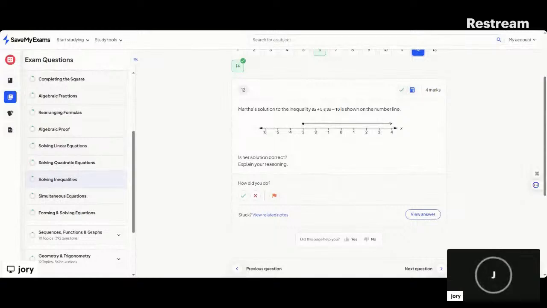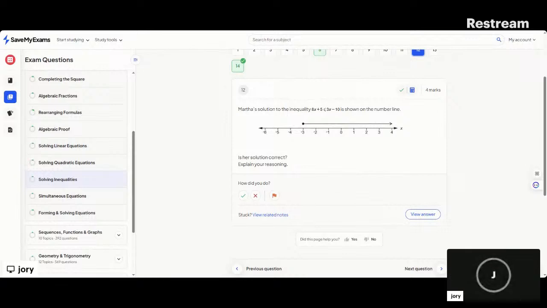Okay, so let's solve this inequality. 8x + 5 is less than or equal to 3x minus 10. Subtract 3x from 8x, so 5x is less than or equal to negative 15. So x is less than or equal to negative 3.